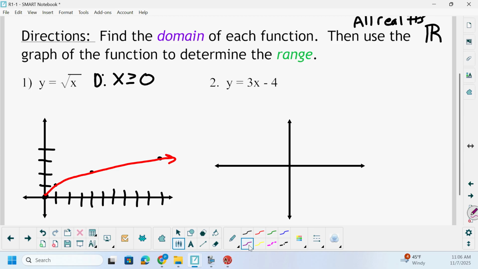So now to do our range, range is the y values. So we want to think, what's the lowest y value? Well, the furthest down this graph goes is a y value of 0. And then we want to think, what is the highest y value? This graph keeps going up forever. So there is no highest y value. So if we want to say that the y's lowest is 0 and it goes up forever, our range will just be y is greater than or equal to 0. And it's greater than or equal to because we do have a point at y equals 0.